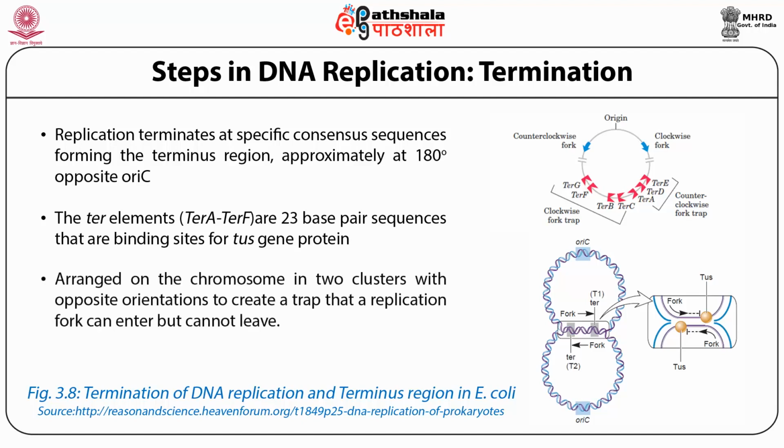These are arranged on the chromosome in two clusters with opposite orientations so that these create a trap for the replication fork. The replication fork may only enter once in these regions, but it can never escape out. Thus, it is in the middle of the Ter sequences that the two replication forks meet and the replication terminates by releasing of the replication bubble and subsequently releasing of the two new chromosomes formed.